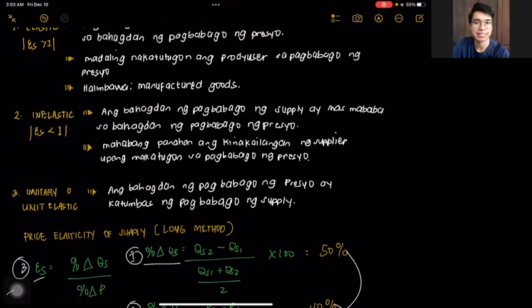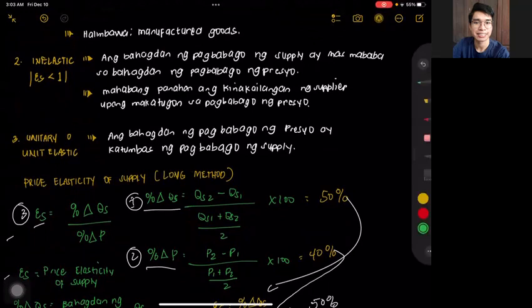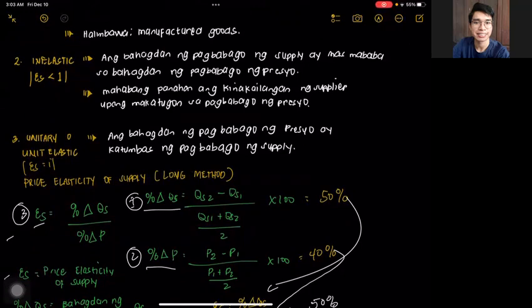Ibig sabihin, hindi gaano madaling malikha ang produkto. Kailangan ng mahabang panahon ng supplier o producer upang makatugon sa pagbabago ng presyo o sa pangangailangan ng mga mamimili. Pangatlong uri naman is yung unitary o unit elastic. Pag unitary o unit elastic, ang elasticity of supply natin ay katumbas ng 1. Ibig sabihin, sa kada 1% ng pagbabago ng presyo, ay may 1% din ng pagbabago ng supply.